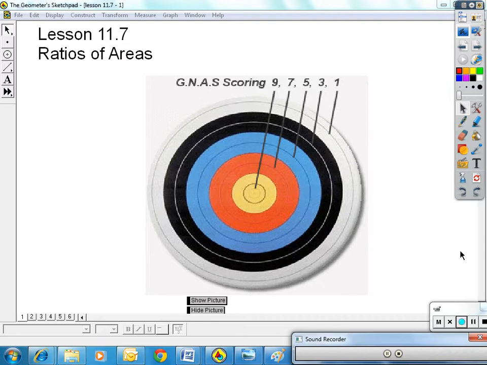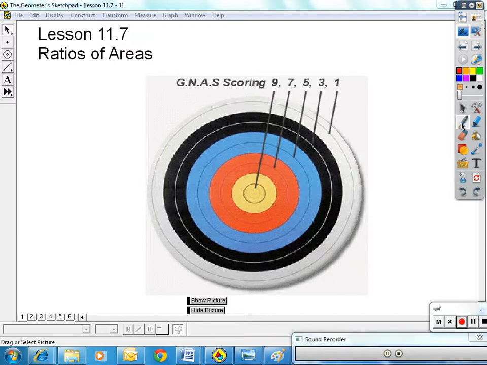But anyway, you get different scores depending on where you hit on the target. The yellow bullseye is 9 points. The red area here is 7 points, and 5 points for the blue, 3 points for the black, 1 point for the white, and if you miss it, you get no points and you go hunting for your arrow.